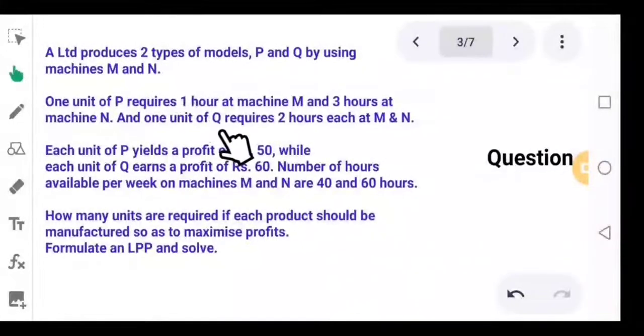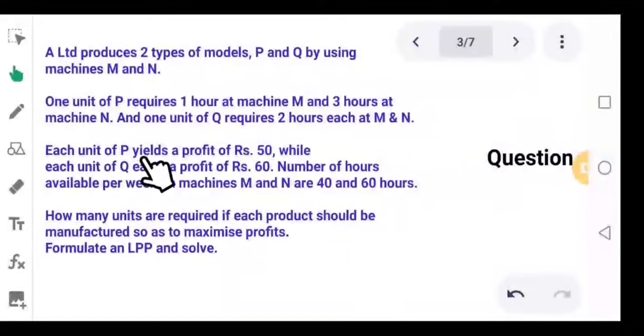Now, if I have to produce Q, I'll have to spend 2 hours each. That means if I want to produce product Q, or the model Q, I will have to spend 2 hours at machine M and 2 hours at machine N. So I would have to spend 2 hours each at machine M and machine N.